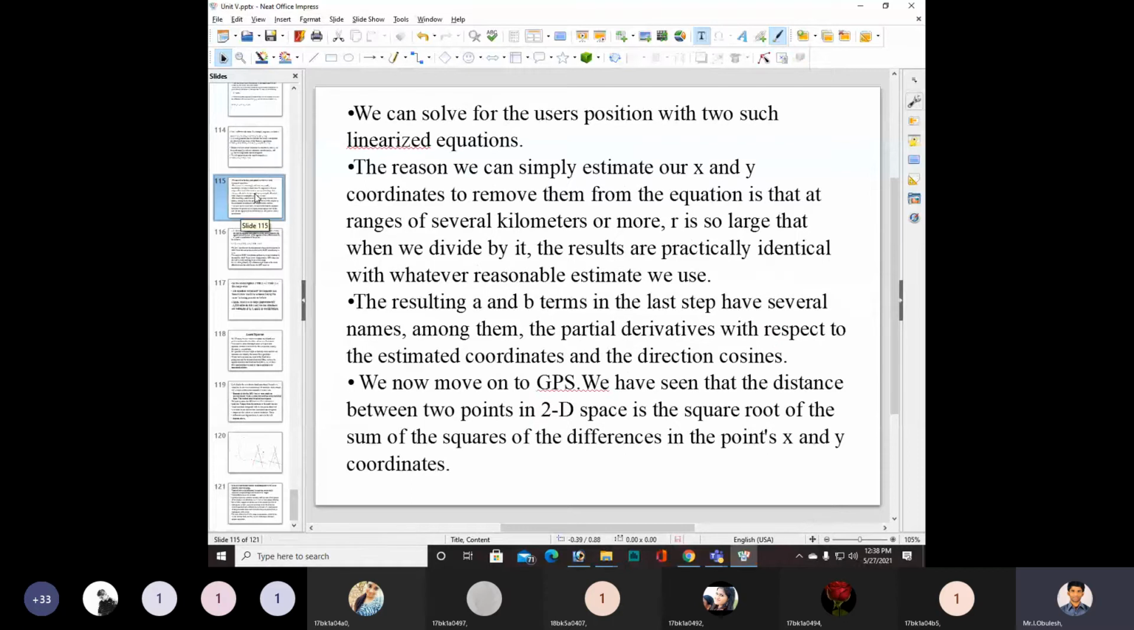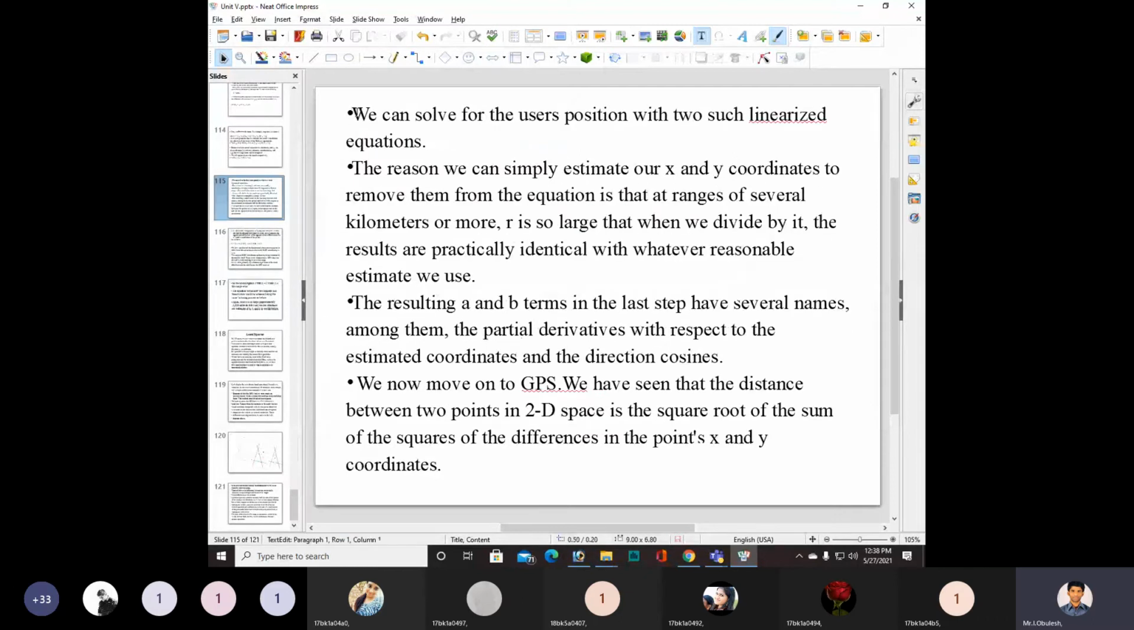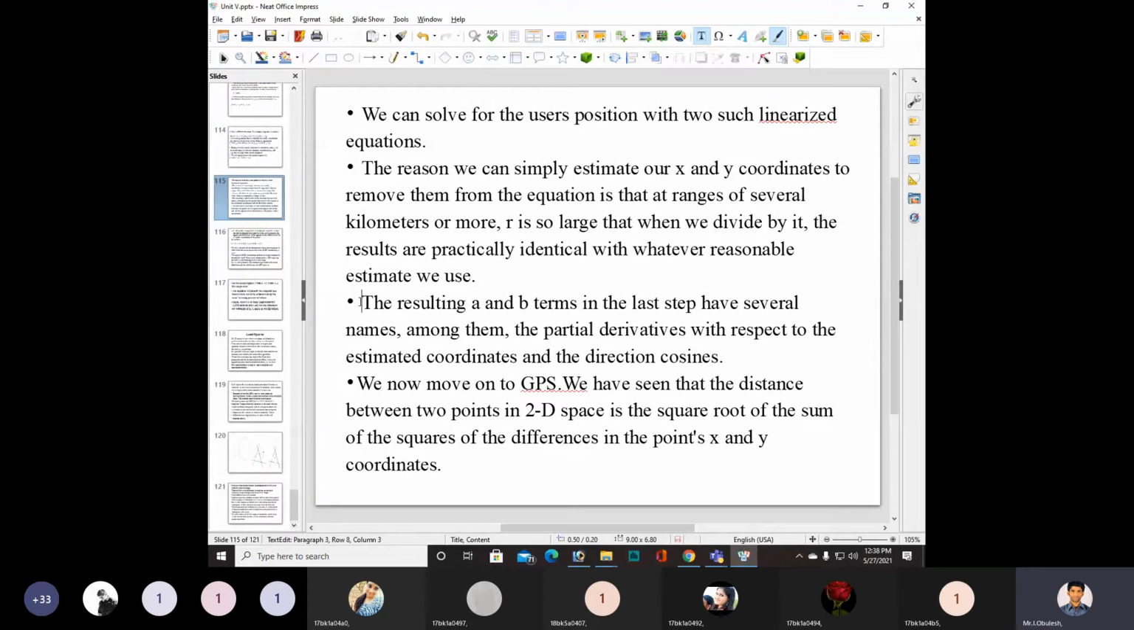We can solve for the user position with two such linearized equations.